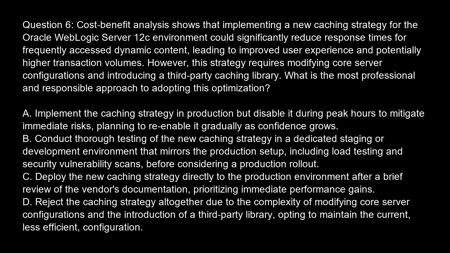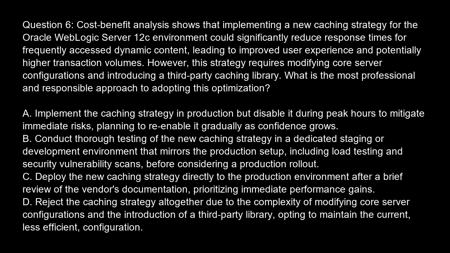Option A. Implement the caching strategy in production, but disable it during peak hours to mitigate immediate risks, planning to re-enable it gradually as confidence grows. Option B. Conduct thorough testing of the new caching strategy in a dedicated staging or development environment that mirrors the production setup, including load testing and security vulnerability scans, before considering a production rollout.